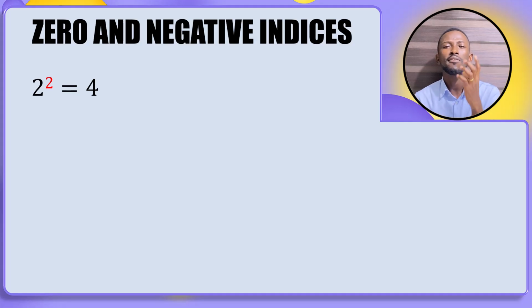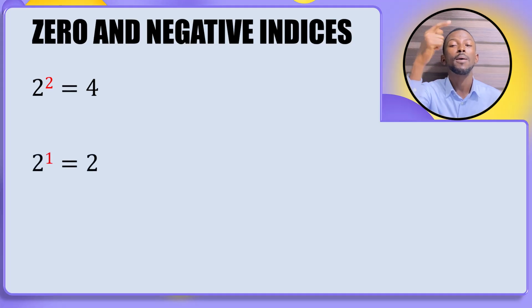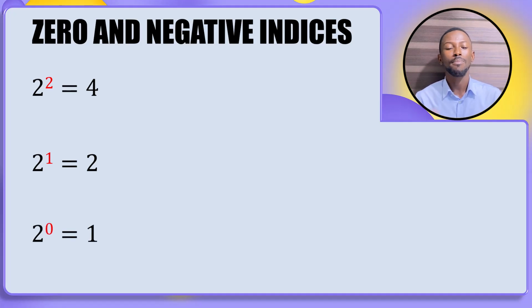2 to the power 2 is 4, right? How do we know 2 to the power 2 is 4? 2 to the power 2 means 2 times 2, and 2 times 2 is 4. Now, you see the power, let's remove 1 from it, so that it will now be 2 to the power 1. 2 to the power 1 is 2. Now, let's take 1 from the 1, so that it will be 2 to the power 0. 2 to the power 0 is 1.